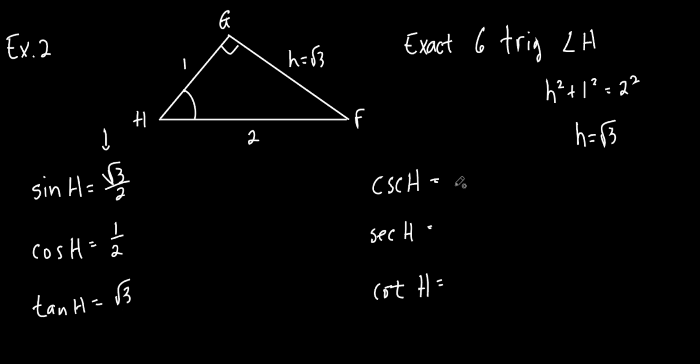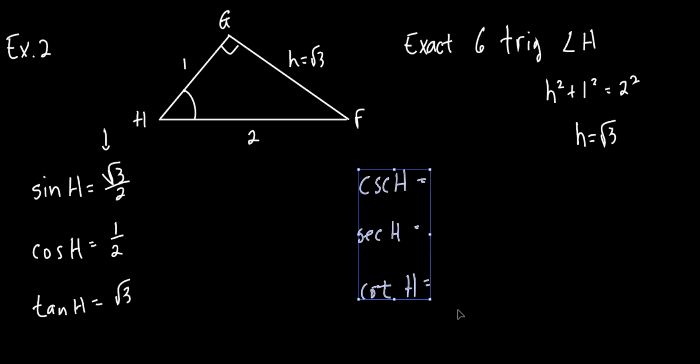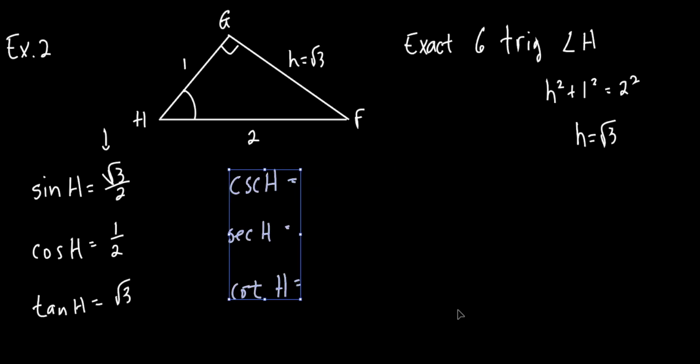Now let's do these over here. This is a little bit more complicated. I pushed these all the way over because I needed more room to the right. What's this? The cosecant. The cosecant is the inverse of the sine, so I just flip it: 2 over square root of 3. But there's a little problem with that: a square root on the bottom. So we're going to rationalize the denominator.